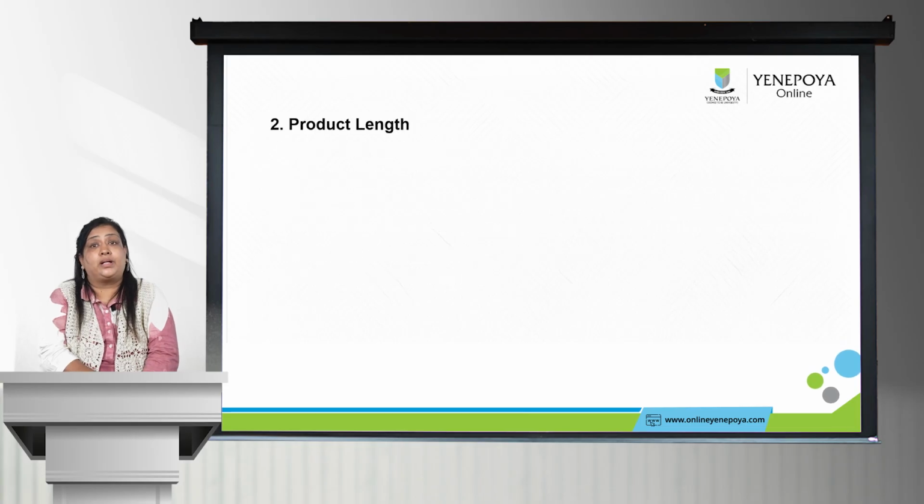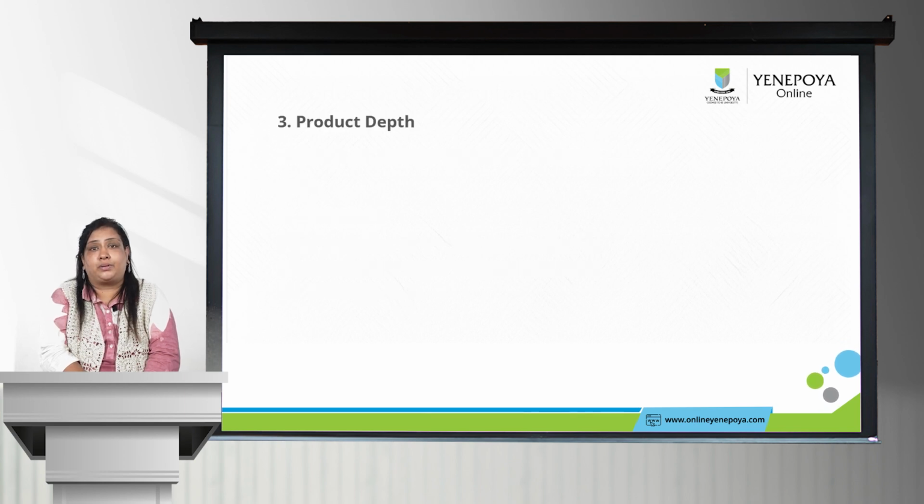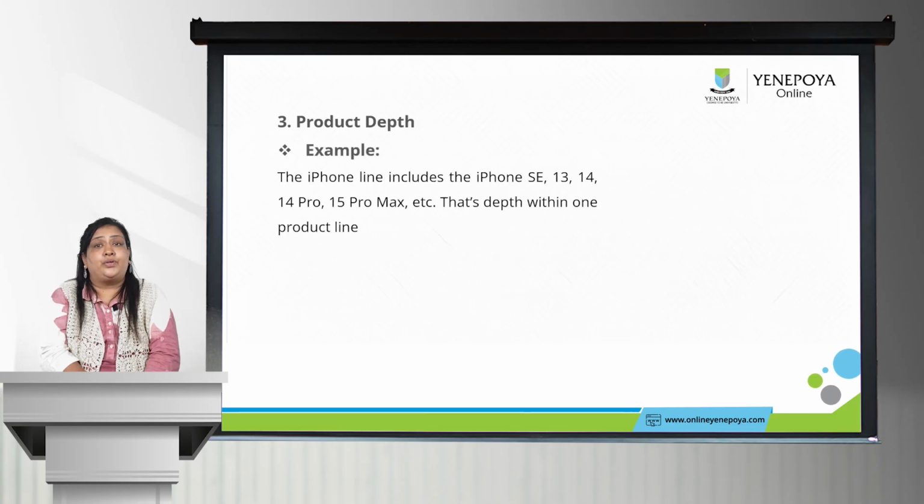And the second is product length, the total number of products across all lines. Example, if Samsung has 20 smartphone models, 10 refrigerator models, and 15 washing machines, the total length is 45. And the third is product depth, the number of variants within a product line. Example, the iPhone line includes the iPhone SE, 13, 14, 14 Pro, 15 Pro Max, etc. That's depth within one product line.